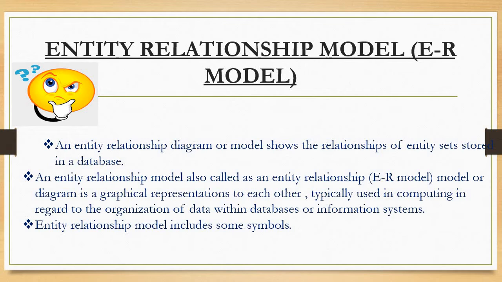Now the third point is that the entity relationship model includes some symbols. For representing the entities and the relationship between the entities, we have some symbols to identify which type of relationship there is. Now the second slide comes up.